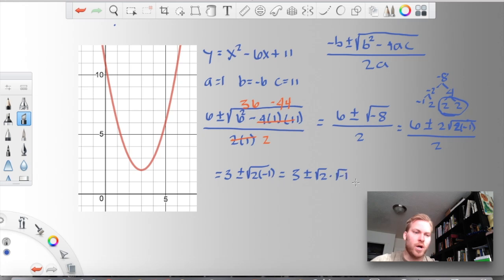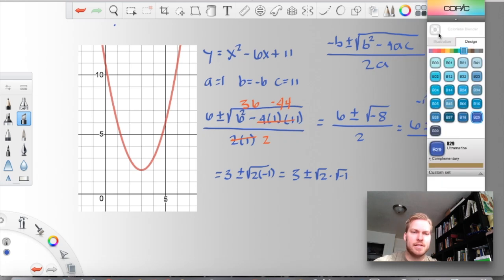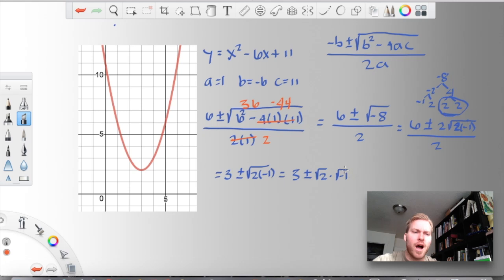of a -1. And what these Renaissance mathematicians realized was that this was as simplified as it was going to get, and that they couldn't do anything with this square root of a -1. They didn't know how to express that.